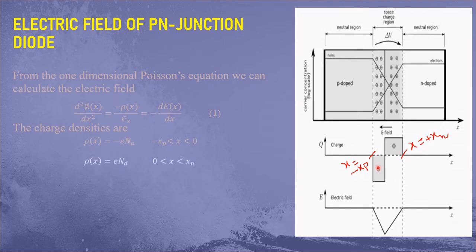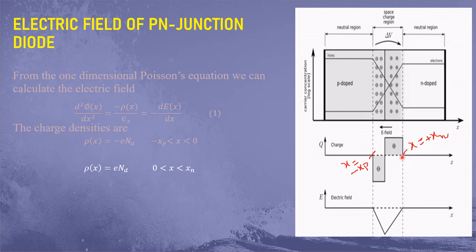And next the positive charge density, that means this side, is defined by rho of x equal to e Nd. Nd means the donor charge density in the N side. This is defined by a positive quantity, so here we write plus e Nd.